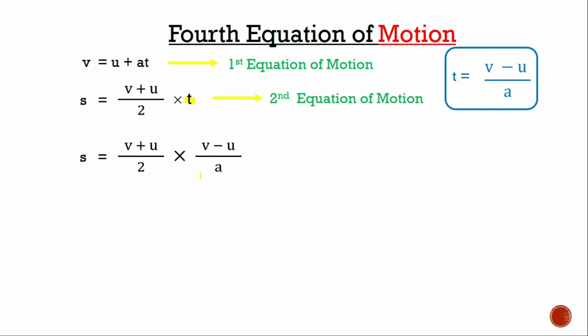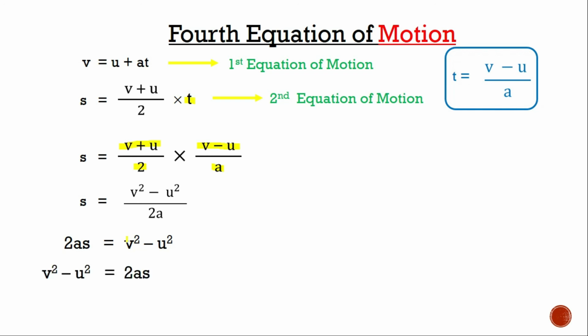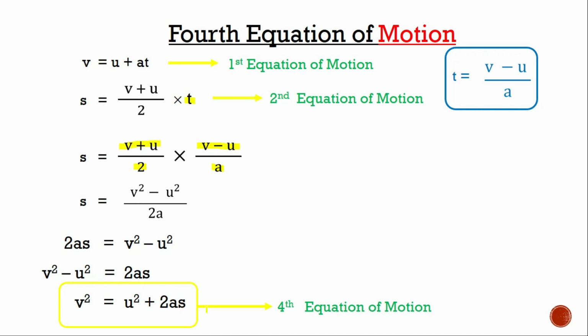Now if you paid attention to your algebra classes, you might know that this V plus U multiplied by V minus U can also be written as V square minus U square. And this 2 multiplied by A will be 2A. Now if we take this 2A to the other side, our equation now becomes 2AS equals V square minus U square. So we can now also write this equation like this. And now if we take this U square to the other side, our equation becomes V square equals U square plus 2AS, which is our last equation of motion to be discussed here.